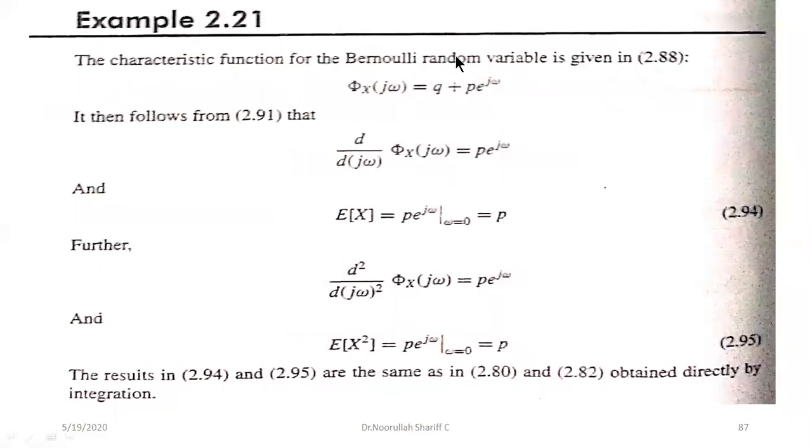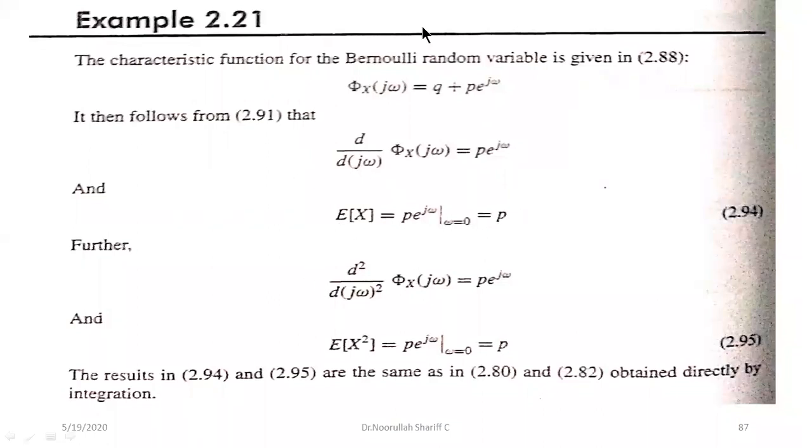The characteristic function for a Bernoulli random variable is given by this function. If you differentiate that, you'll get the differential of q as 0, and the differential of this as the same thing, that is e to the power of j omega. That just means that the expectation E of x, because single differentiation gives E of x, will be e to the power of j omega, but with omega equal to 0, so that will give us the expectation or mean value equal to p.